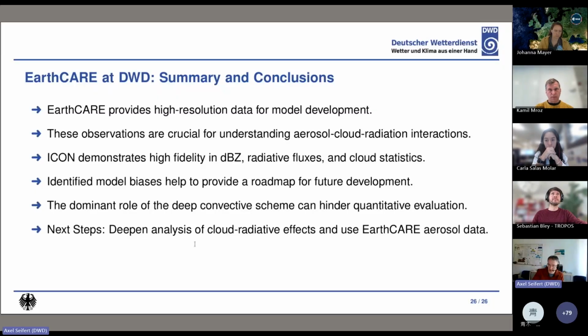So my next steps in this, as I said, this is work in progress, will be to go more deeply into the cloud radiative effects and also include aerosol data from EarthCARE.